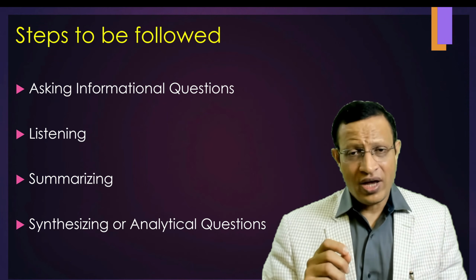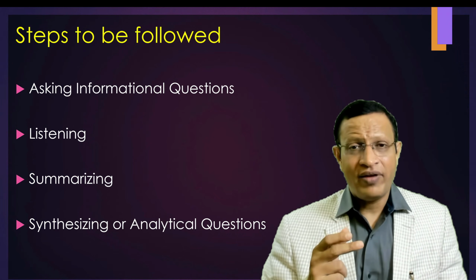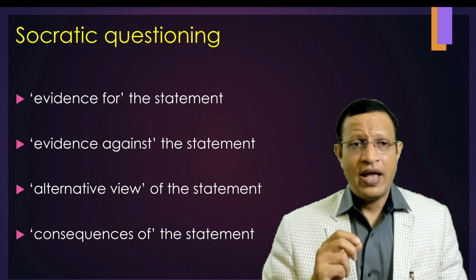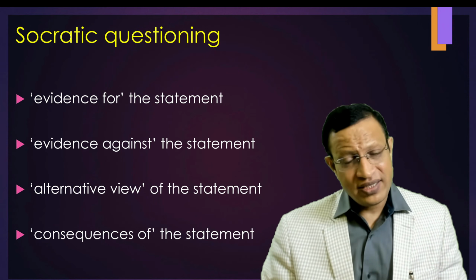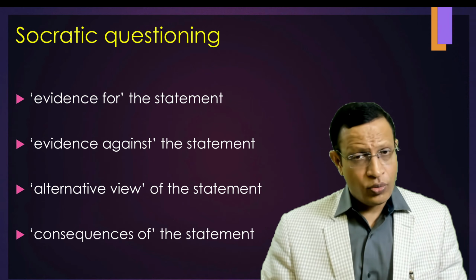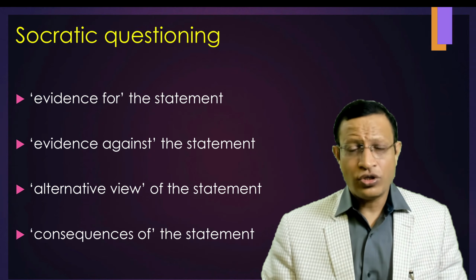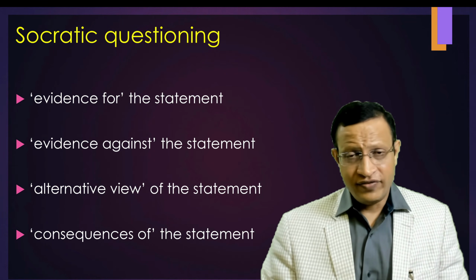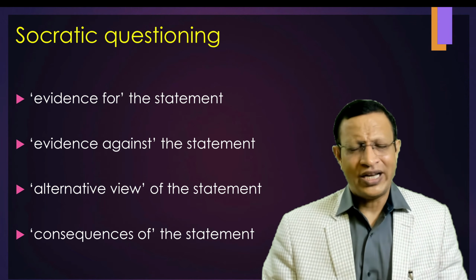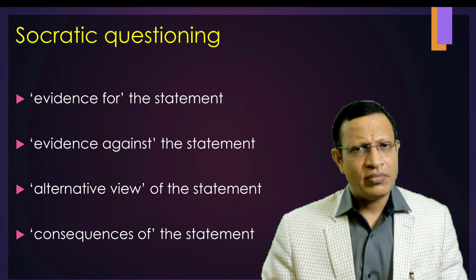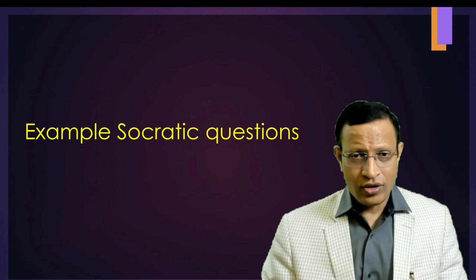At the same time, you need to ask informational questions, be an active listener, use summarizing statements, and the analytical questioning method should be clear. And every time, you need to ask for evidence for the statement the patient makes. At the same time, ask for evidence against the statement the patient has made. An alternative view of the statement should be asked, and the client should be able to provide alternative statements and also consequences of the statement. If the patient says, if I go for public speaking and I am on the stage, if I make a mistake, that means it is over. My life is over. Ask them, what does it mean if the life is over? That kind of questioning has to be done in Socratic questioning.